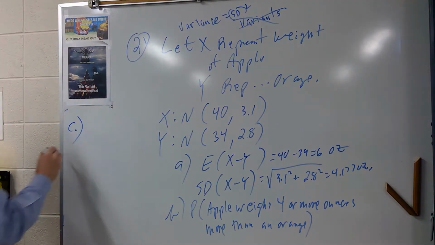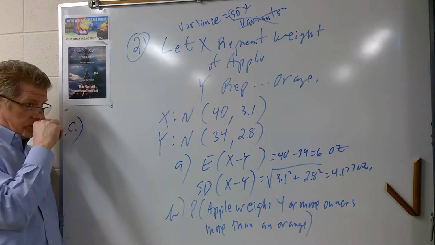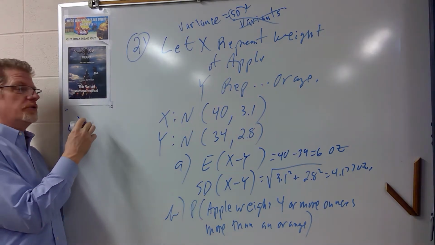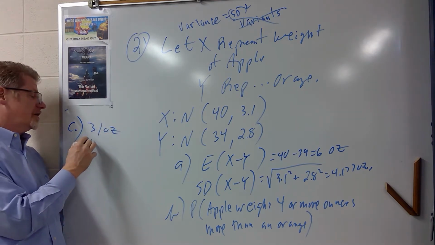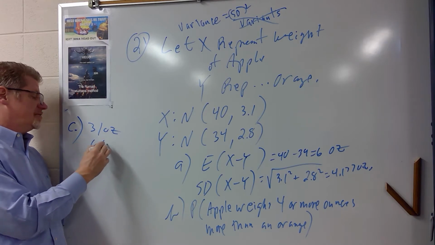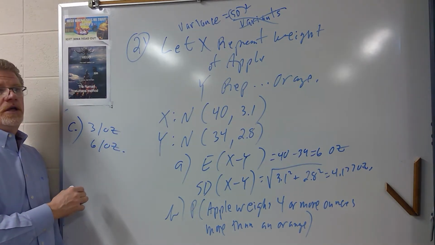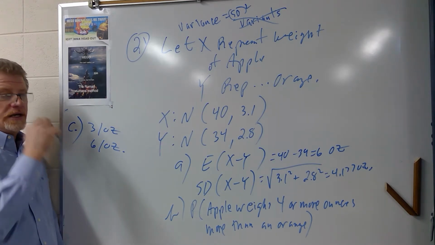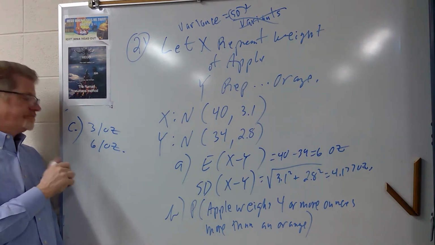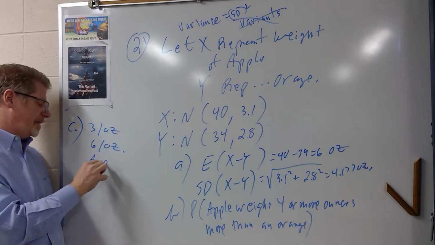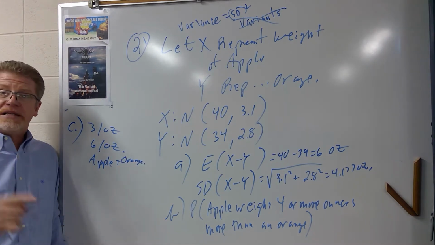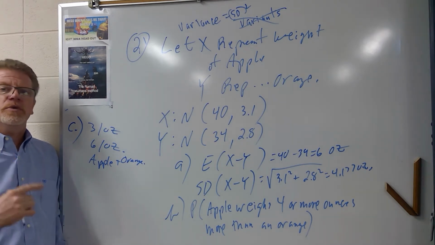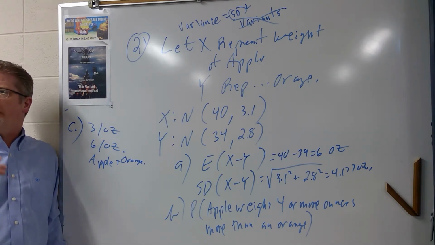Part C is going to be, suppose we sell apples for, these are expensive apples, $3 per ounce for the apples. The oranges are going to be $6 per ounce. So if we sell an apple and an orange, what is the expected, it's not profit, it's revenue. What's the expected revenue from the apple and the orange?